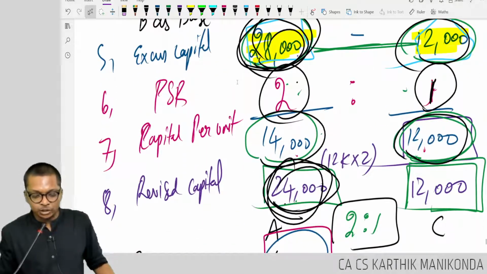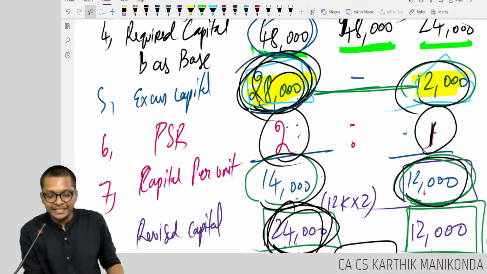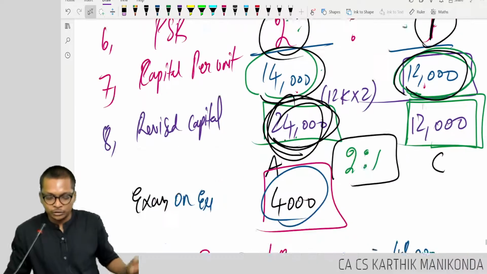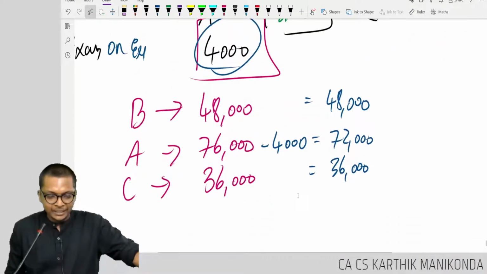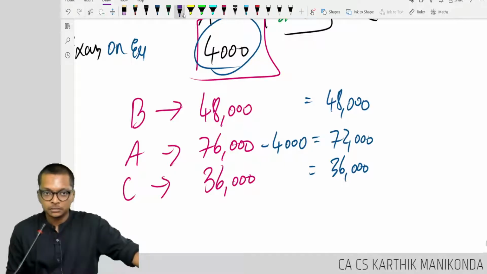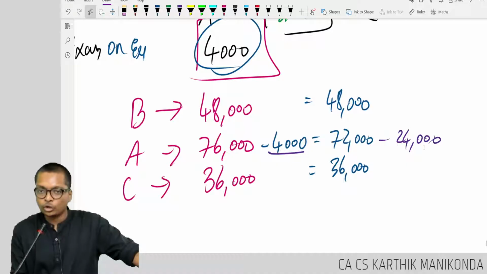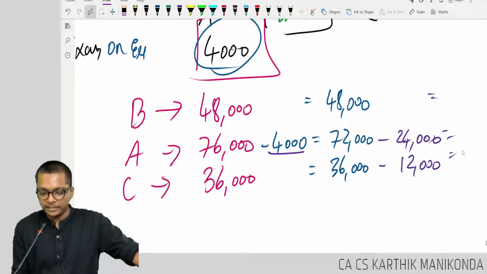What is the actual extra they gave? 28,000 and 12,000. So for A, of the 28, 4 is already removed. Already 4 removed, guys. So now I will remove 24 for A. For C, I will remove 12,000. What is the revised capital?